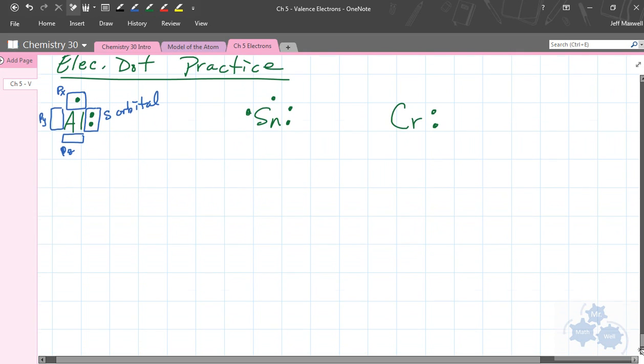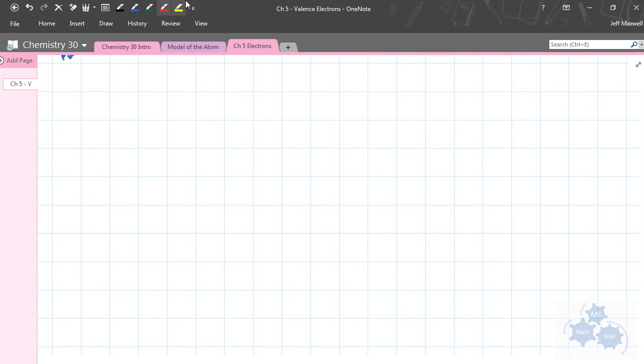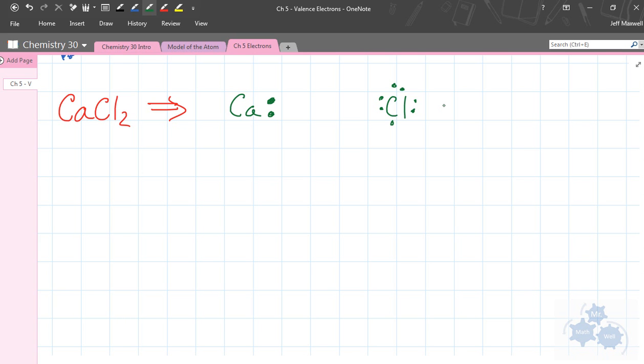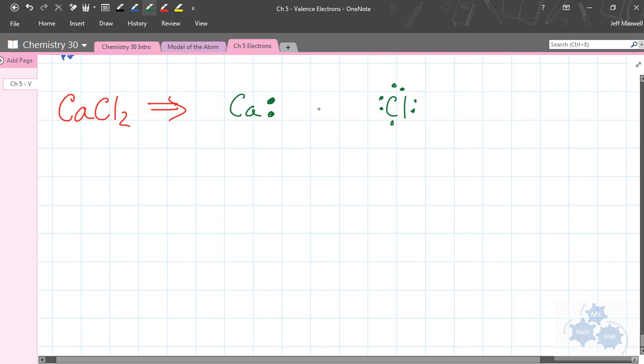But let's go back here and take a look at some compounds. For example, let's do CaCl2 and represent it by electron dot structures. What about Ca here? Ca has 2 valence electrons, and Cl has 7. Just take a look at the atoms, not the ions for now. So if you look at this, Cl has one bonding site.